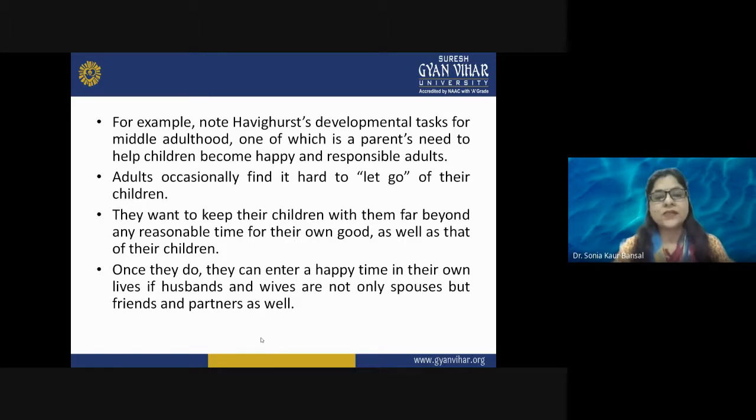So, once they do, they can enter a happy time in their own lives if husbands and wives are not only spouses but friends and partners as well. So letting go of their children is hard, but it is really very important to see how the children are actually growing up and adopting their age appropriate behavior.